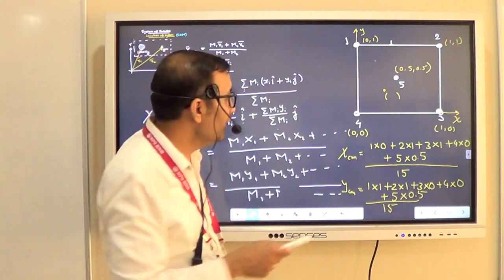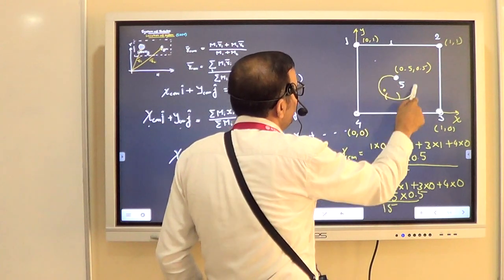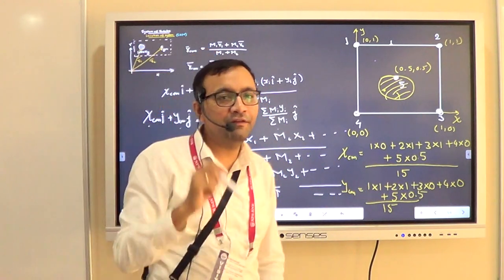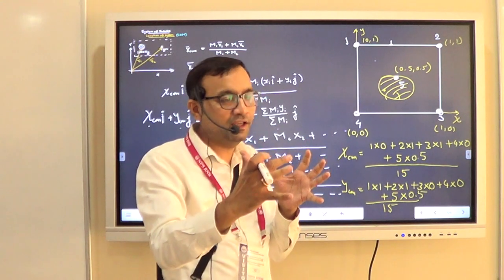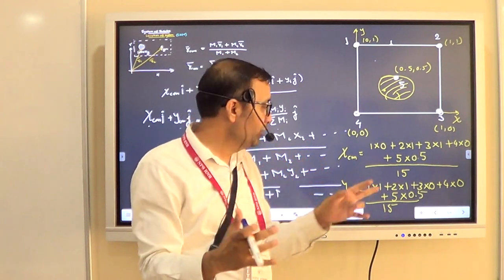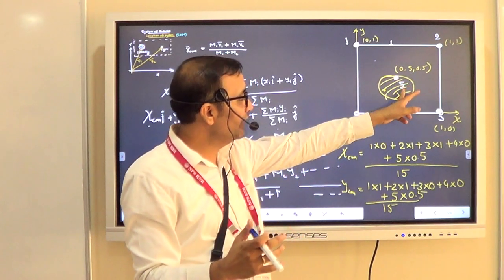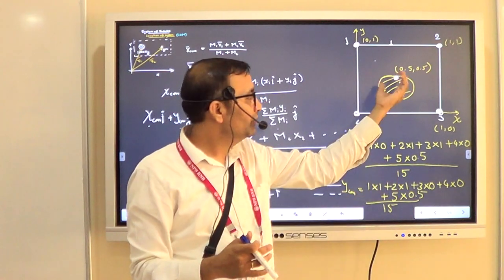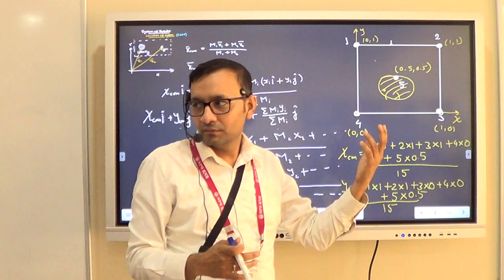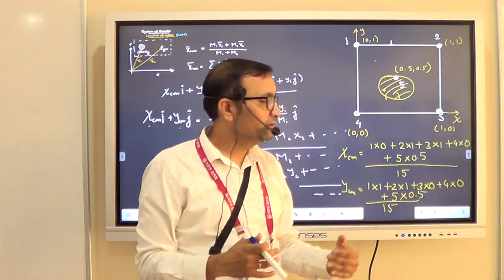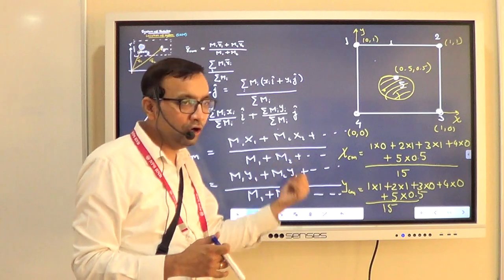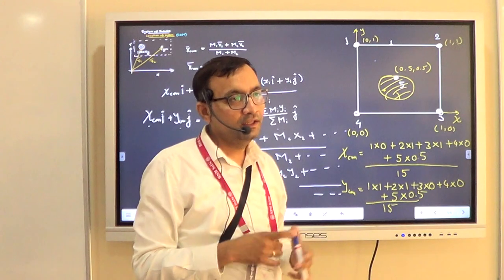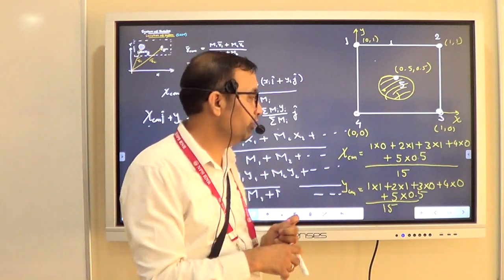Are you getting it? What if the 5 kg mass is a big circle like this, which is not located exactly at 0.5, 0.5. It is spread across in an area. Then you can't say mass of 5 into 0.5, because 0.5 is not the location of the entire object. Right? While applying this formula, we have assumed that all the masses are point masses. What if they are not? Then how the formula will get modified? Let's talk about that.